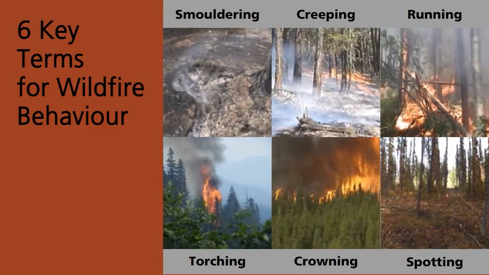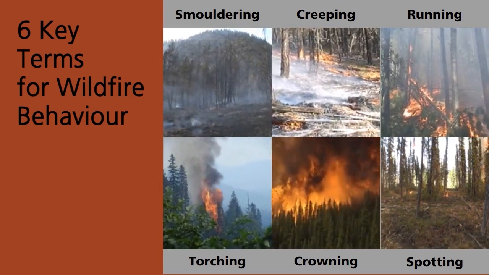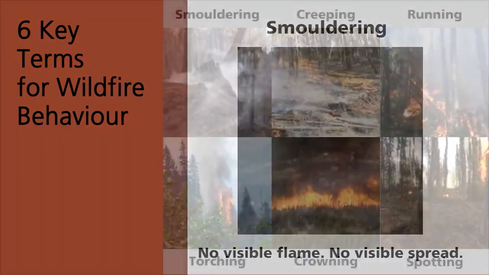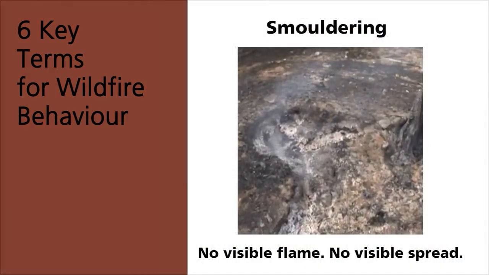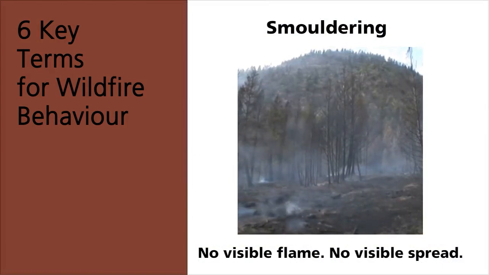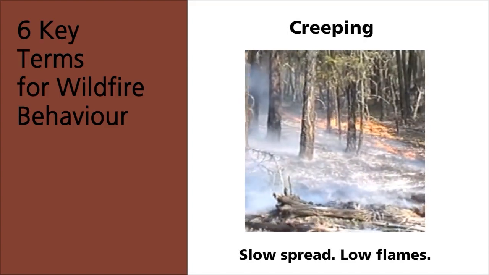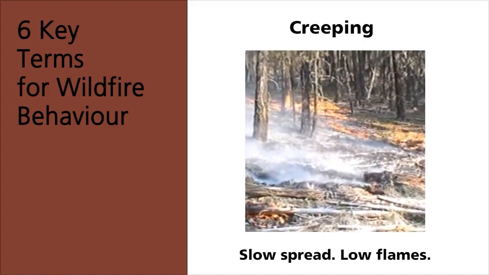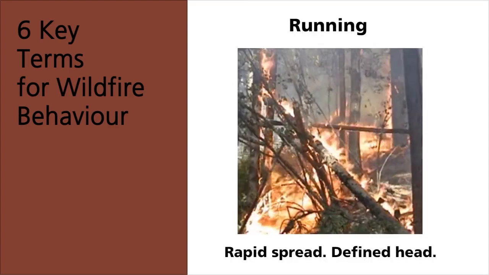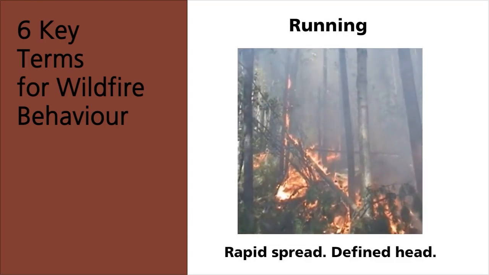Now that we've covered the parts of a wildfire, we need to explore the terms used to describe fire behavior. We use 6 key terms to describe a fire's behavior. Smoldering. A smoldering fire burns without visible flame and no noticeable spread. Creeping. A creeping fire spreads slowly through the surface fuels with generally low flame. Running. A running fire spreads rapidly through the surface fuels with a well-defined head.